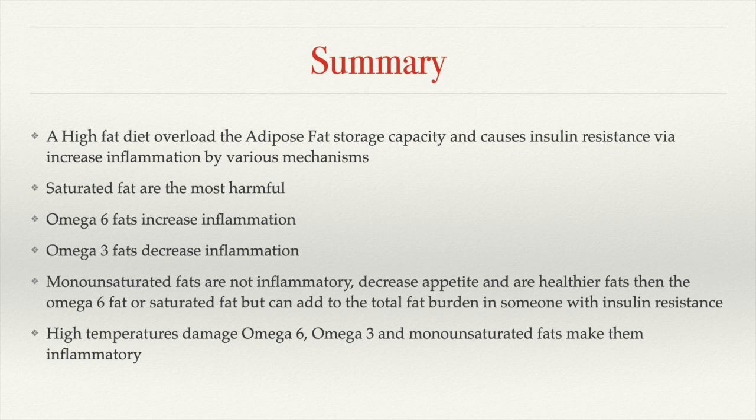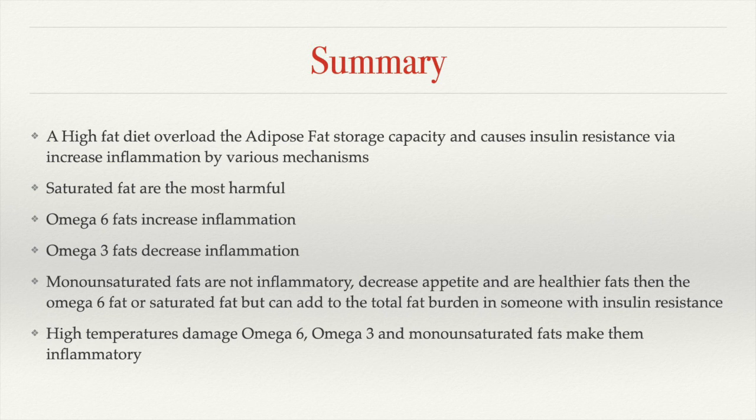So just in summary, a high-fat diet overloads the adipose tissue storage capacity and causes insulin resistance, by increased inflammation by various methods discussed. Saturated fats are the most harmful. Omega-6 fats increase inflammation. Omega-3 fats decrease inflammation. Monounsaturated fats are not inflammatory. They decrease appetite and are healthier fats than omega-6 fats or saturated fats, but add to the total fat burden in someone with insulin resistance.